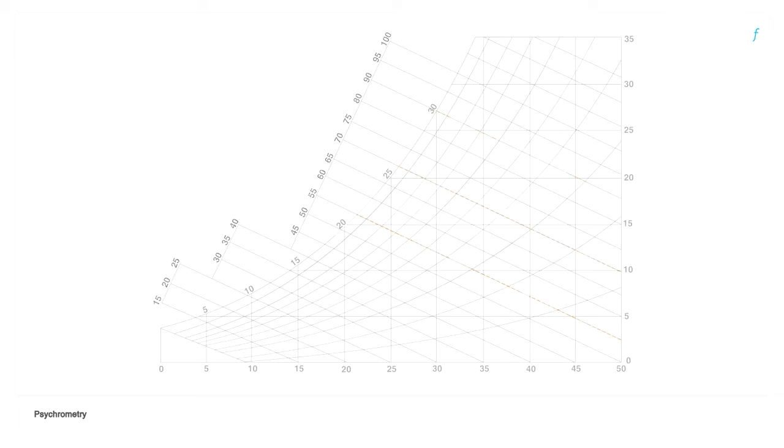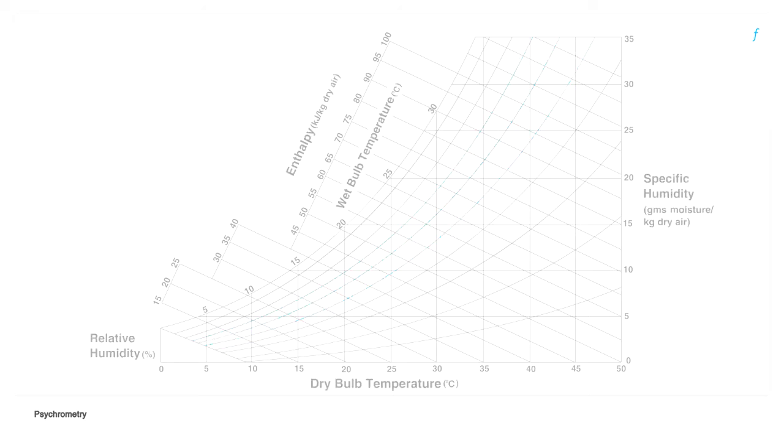Specific humidity is represented on the y-axis, increasing as we go upwards on the chart. Constant relative humidity lines are curved and increase from right to left. So moving towards the right or left on the chart parallel to the x-axis would be sensible heating or sensible cooling, where the dry bulb temperature changes without a change in the moisture content of air. Moving parallel to the y-axis would cause humidification or dehumidification, that is, changes in humidity levels of air without changing the dry bulb temperature of air.